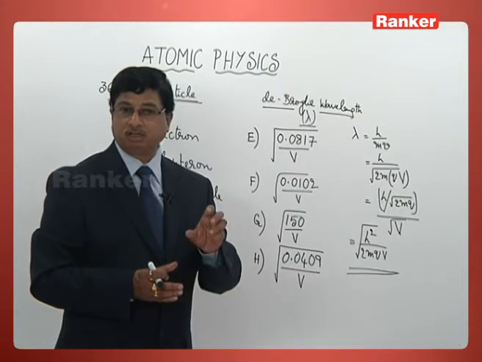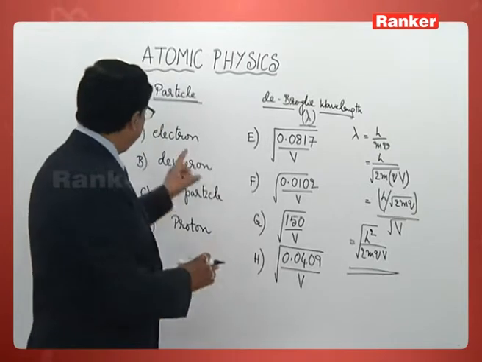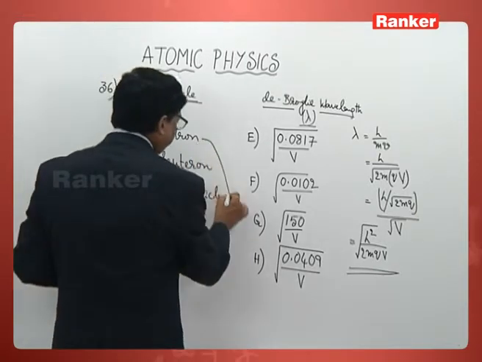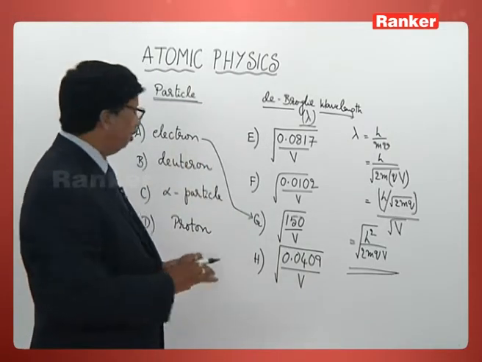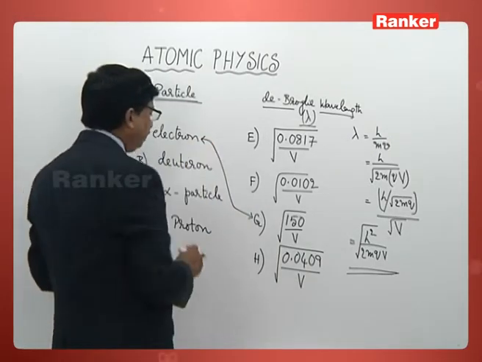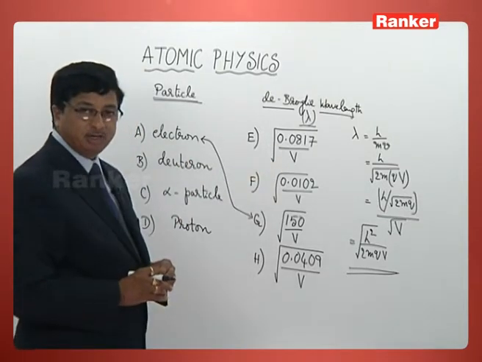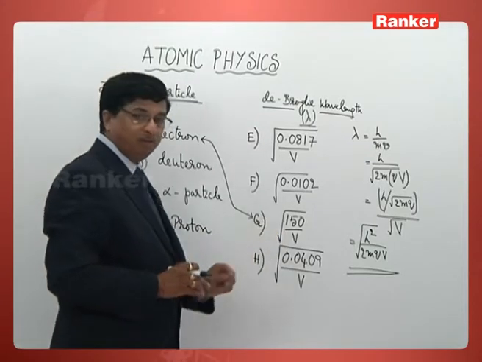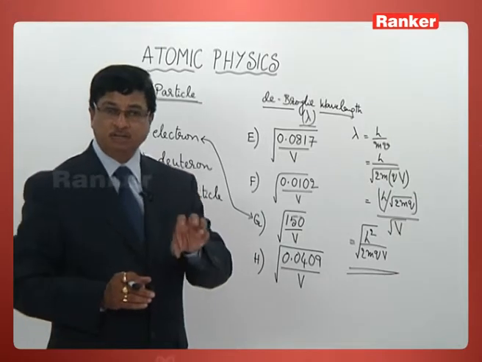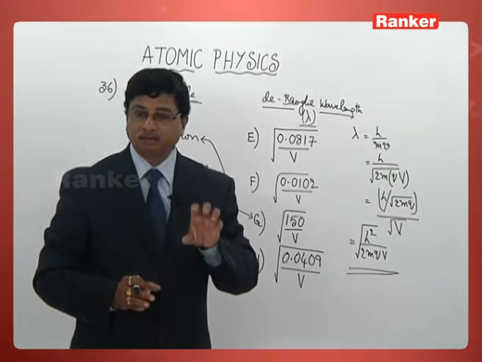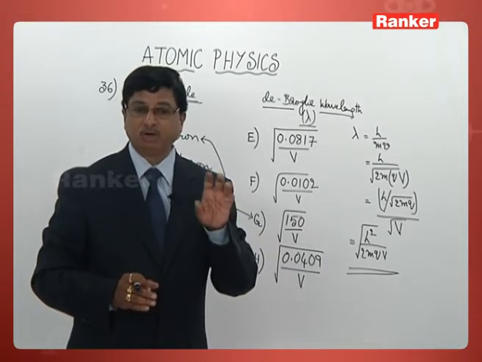So what is the correct pair? You just have to take each of the cases. For electron, it is going to be G. This you remember thoroughly and once and for all. For an electron, the de Broglie wavelength can be calculated roughly as under root 150 by V. What is that V there? It is the potential difference applied across the electron which is in motion.